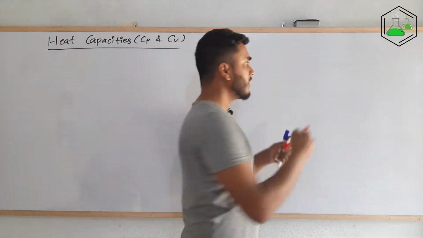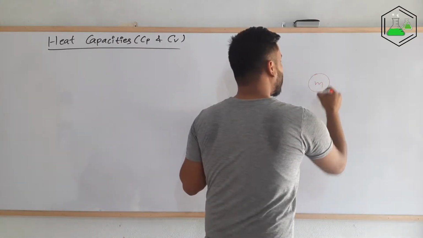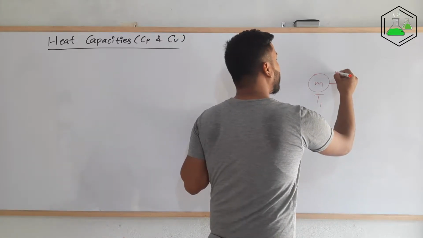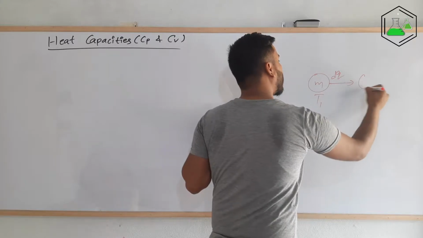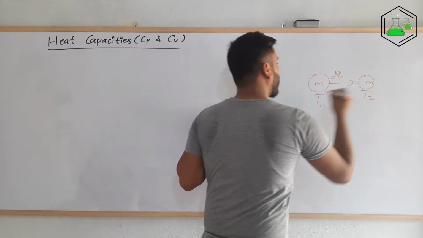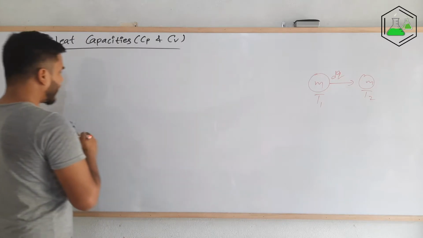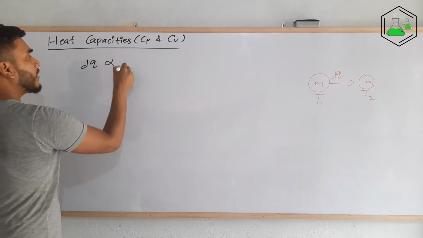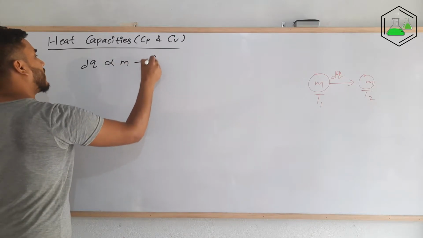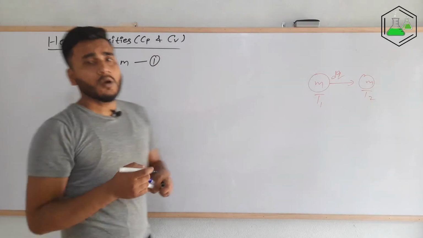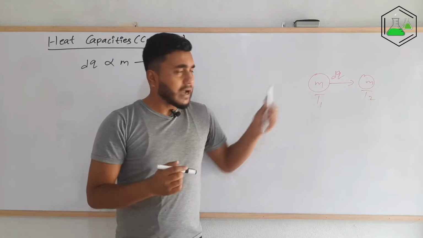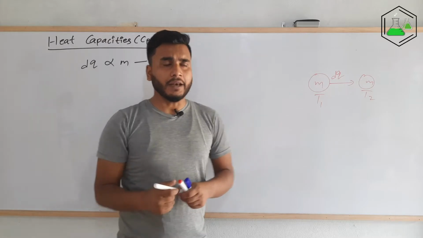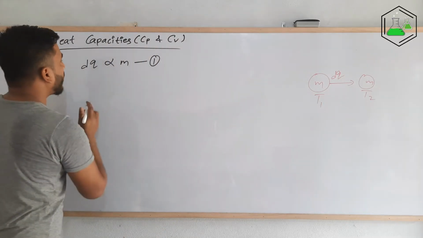Let us consider there is a substance whose mass is m and that is at temperature T1 and it is gaining dq amount of heat, then its temperature will be T2, right? So here we can write, the heat energy gained, that is dq, is directly proportional to the mass of the substance. Let us consider it to be equation number 1. That is, if the mass of the substance increases, then it will gain more amount of heat energy.